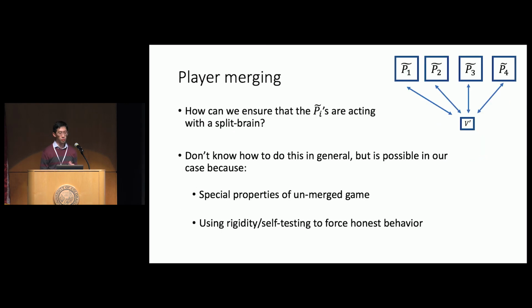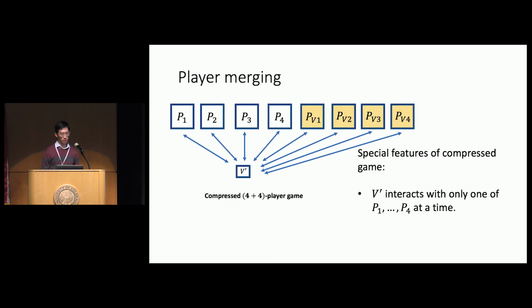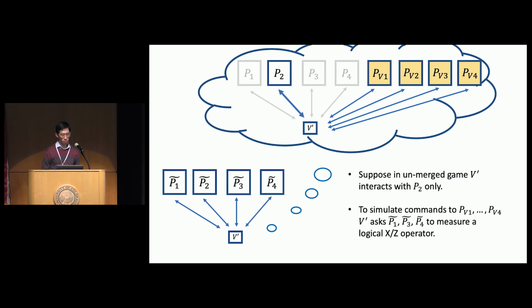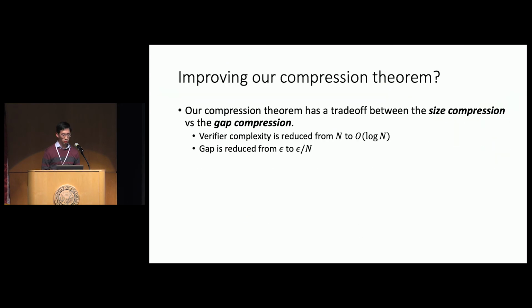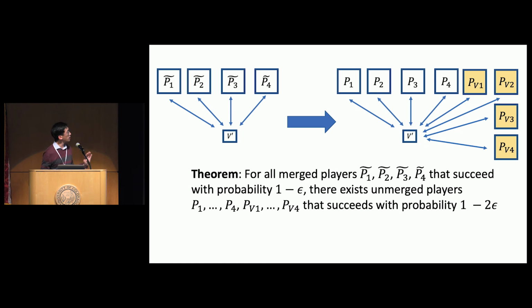In general, we don't give a general player merging technique, but this is possible in our case because of special properties of the unmerged game that we constructed, and also special properties of the error correcting code that we've used. Okay, so I'm running short on time, but let me skip to. So that was just a high-level idea of what's going on for the player merging technique.